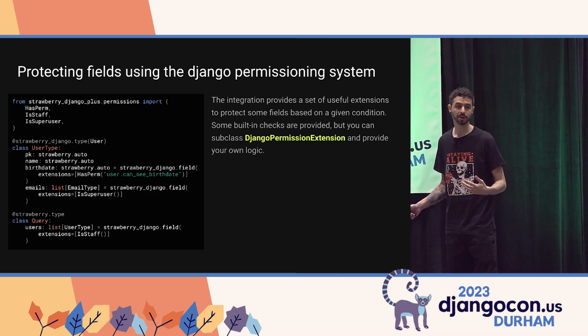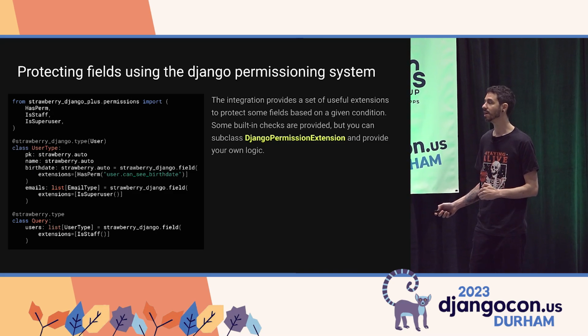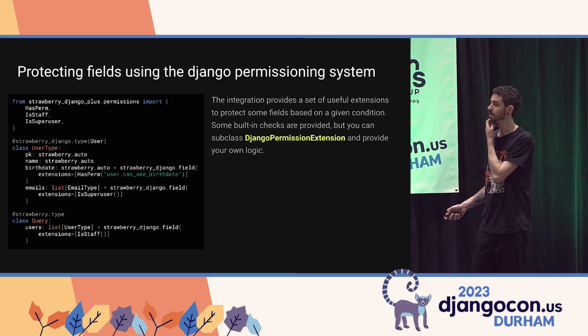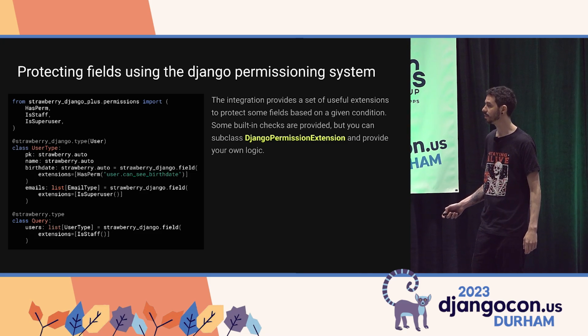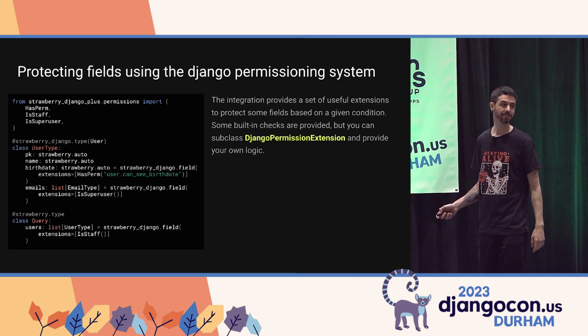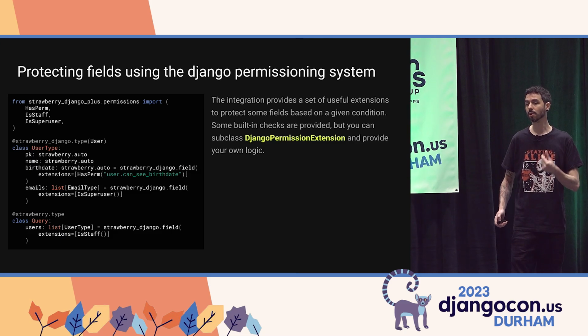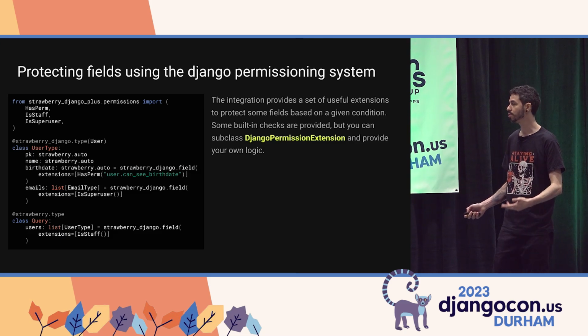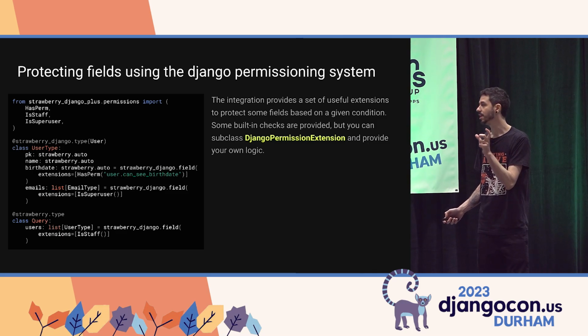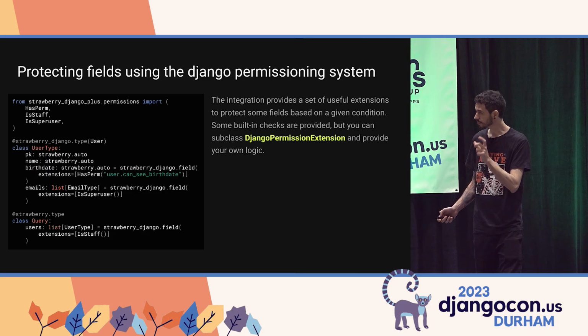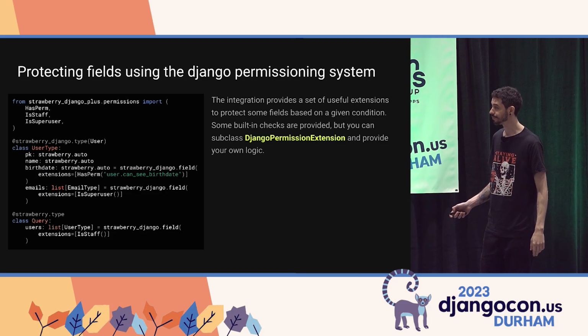For example, if I want a field that can only be accessed by someone who is staff, I will say that users can only be listed by staff users. By passing the IsStaff extension in here, only staff users will be able to access it. If the user doesn't have the is_staff attribute equal to true, then an error will be raised.